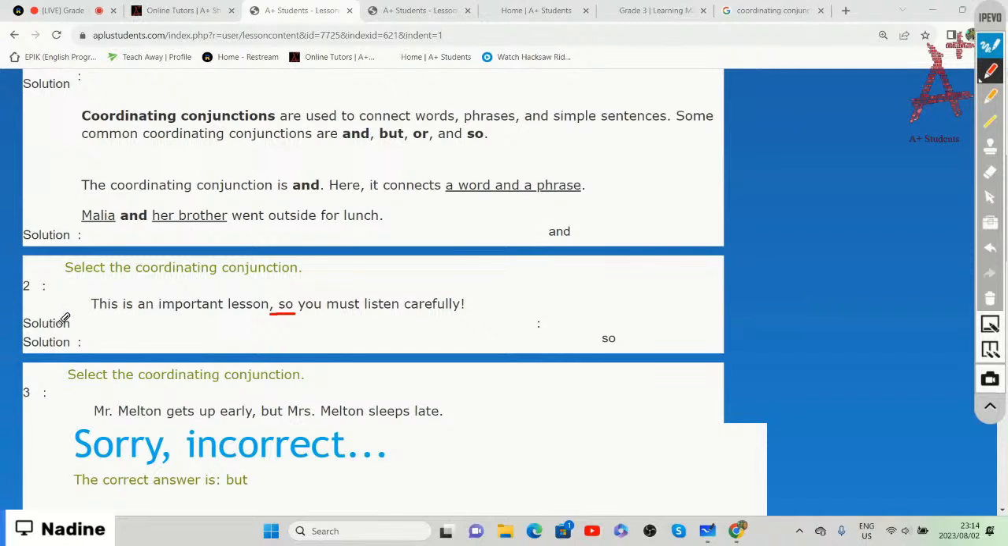So it joins the two simple sentences: This is an important lesson. You must listen carefully, right? These two simple sentences are connected together by the coordinating conjunction "so." And then it reads: This is an important lesson, so you must listen carefully. "So" is the coordinating conjunction which connects these two simple sentences.